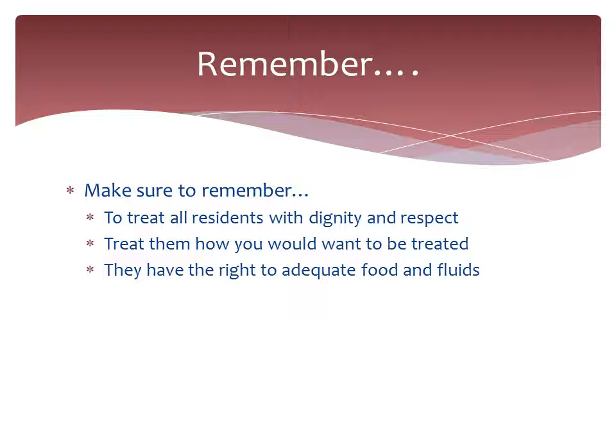Be sure to always remember a few things. No matter what, always treat residents with dignity and respect. Treat them how you would want to be treated if you were in their situation. They have the right to quality care and adequate food and fluids, even if they cannot feed themselves. Make sure you are taking proper care of all residents you are in charge of.